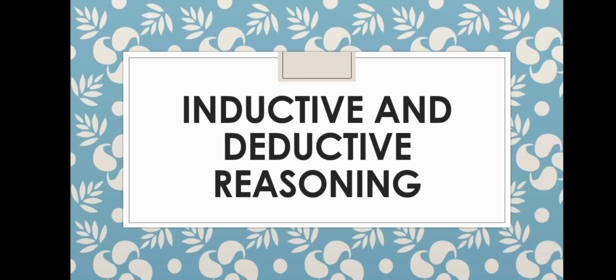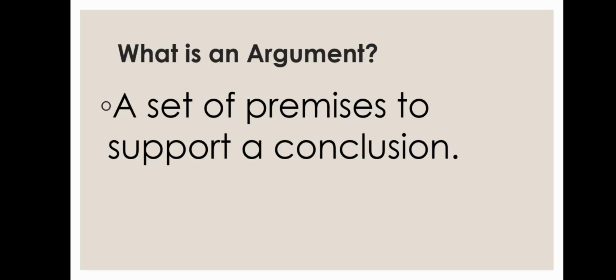Hello students, today we will discuss the two fundamental methods of reasoning. So reasoning starts with an argument. So what is an argument? A set of premises to support a conclusion. It means an argument is made up of premises that lead to the conclusion or support the conclusion.